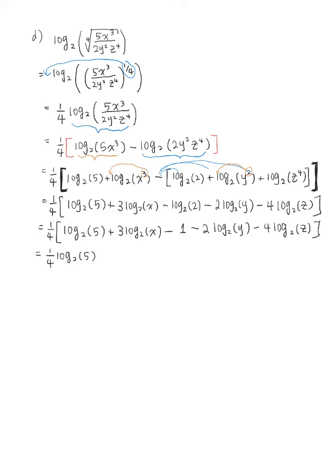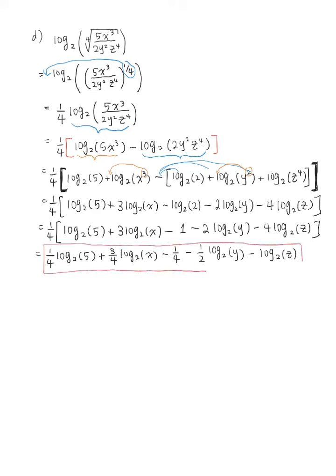log base 2 of 5 plus 1/4 times 3, so that's 3/4 log base 2 of x, and then minus 1/4 times 2, that's 1/2 log base 2 of y, and then minus 1/4 times 4 is 1, so I'm just going to keep it as minus 1, and then log base 2 of z. Alrighty then, so that is going to be our answer. All right, if you got this one right, you are in pretty darn good shape.